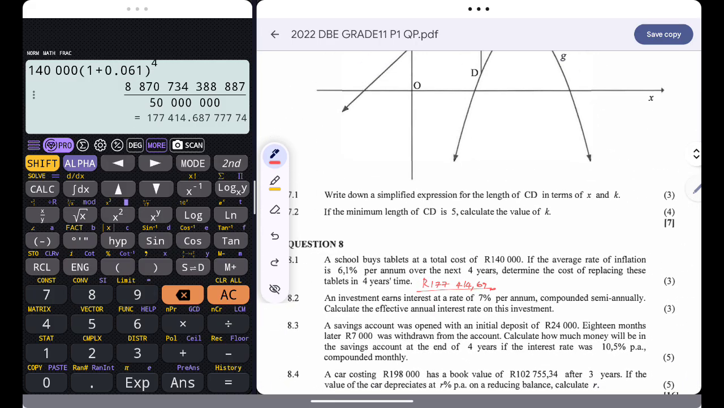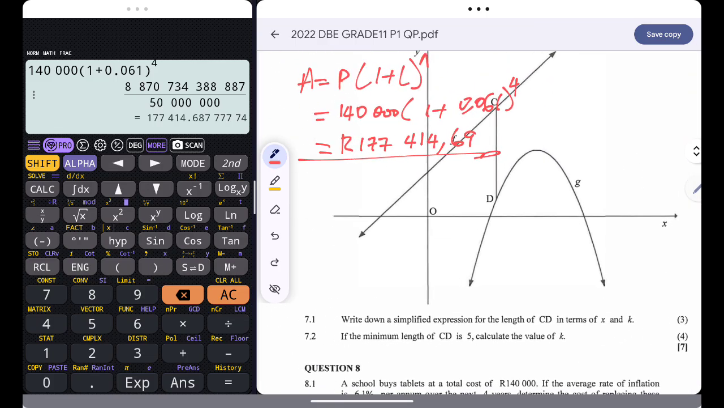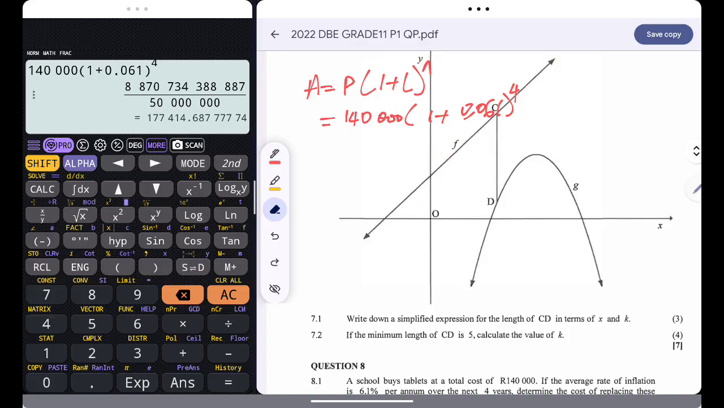Okay, and now I'm told that an investment earns interest at a rate of 7% per annum compounded semi-annually. Calculate the effective annual interest rate on this investment. I must convert the nominal interest to effective interest. There is a formula for that.